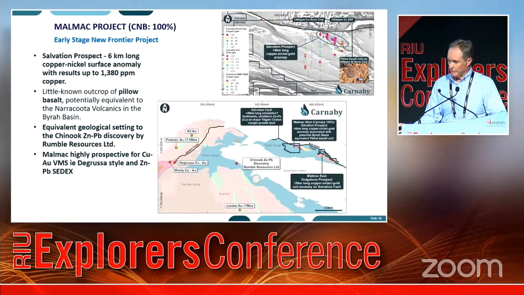Malmac is our third project. It's very early stages. We've had a couple of trips out there doing some soil geochem. It's a big project. Access is difficult. It's a big job to get there. So we started with geochem. We've got a 6 kilometre long low-level copper nickel anomaly. The attraction here was the stratigraphy we think it's equivalent to the Narracudas, which host Sandfire's DeGrussa project. It's also equivalent to where Rumble's working down in the south of the basin.